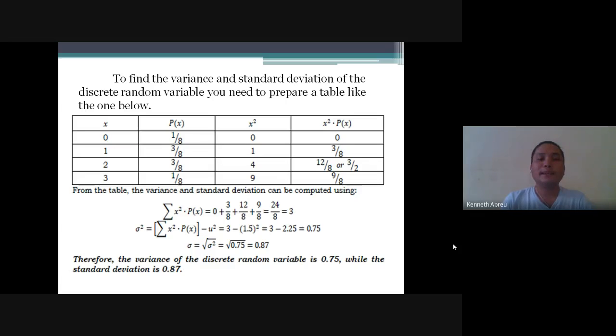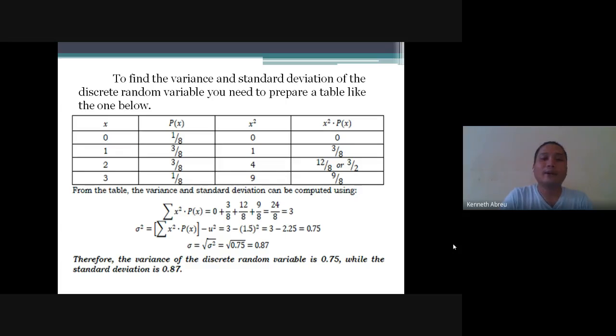And then, i-multiply lang natin yung probability of X natin doon sa ating X squared. 1/8 times 0, that would be 0. 3/8 times 1, so that would be 3/8. 3/8 times 4, that would be 12/8 or 3/2. 1/8 times 9, so that would be 9/8.